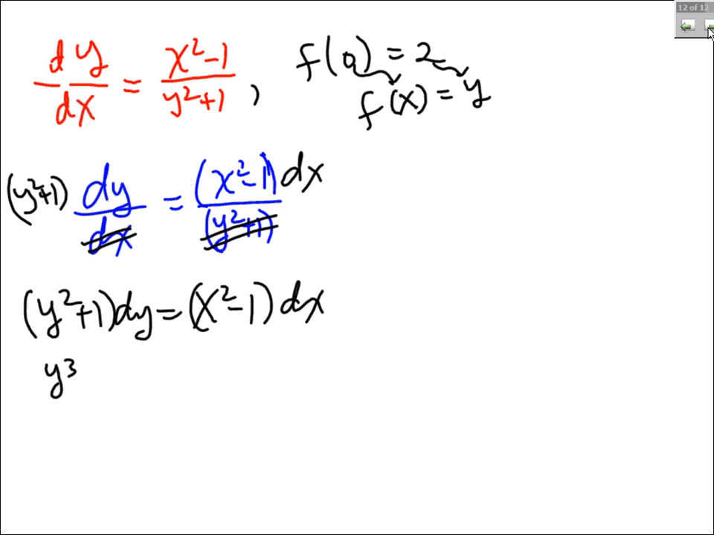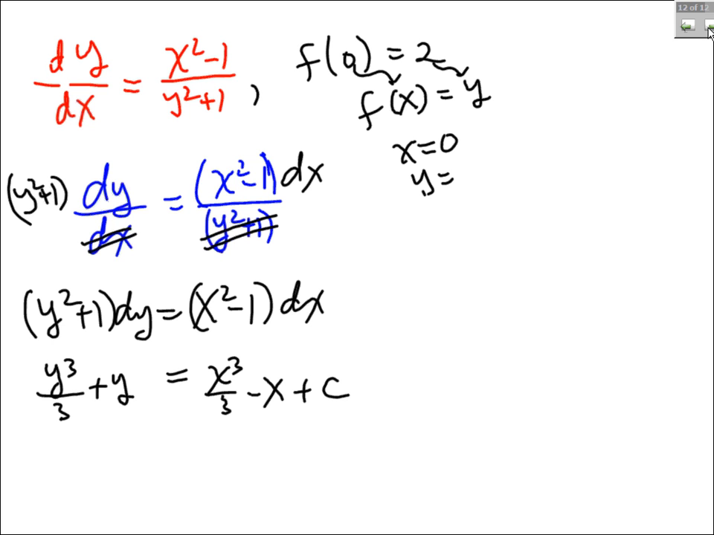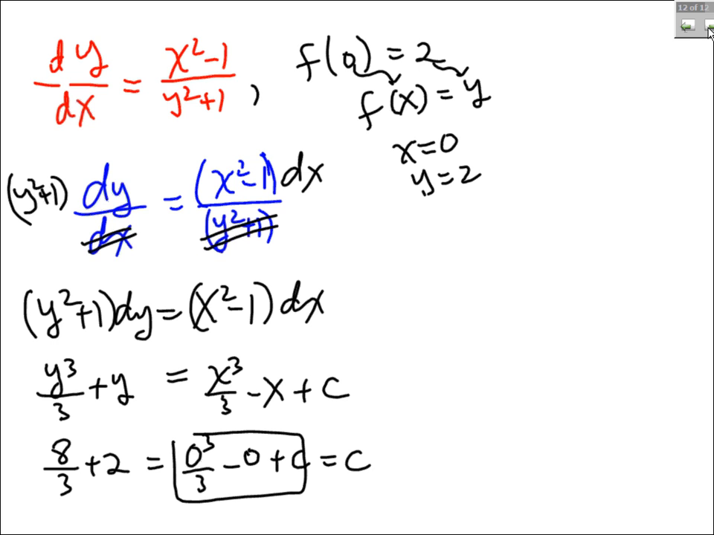The integral, you get y cubed over 3 plus y. The right side, you get x cubed over 3 minus x plus a constant. So we need to find the constant. When x is 0, y is 2. Okay? So x is 0, y is 2. 2 cubed over 3 plus 2 is equal to 0 cubed over 3 minus 0 plus c. The right-hand side is just c.